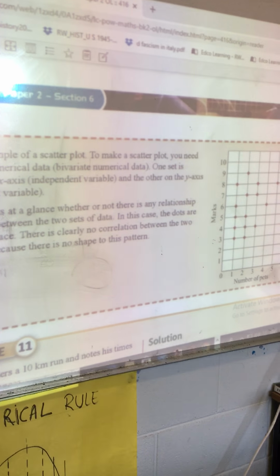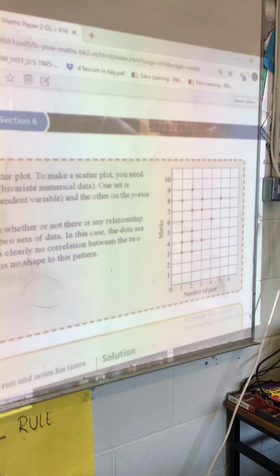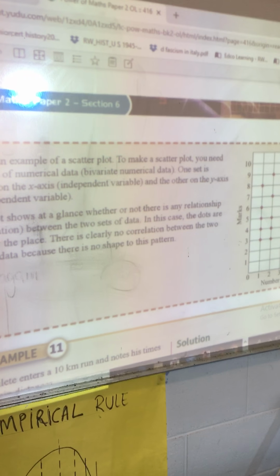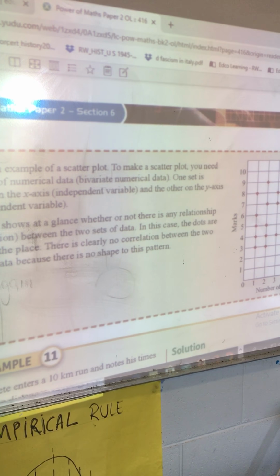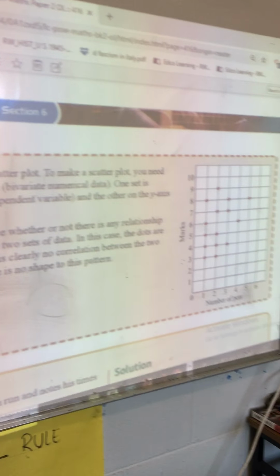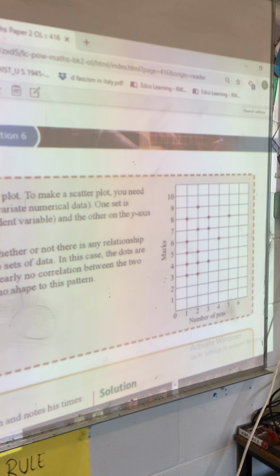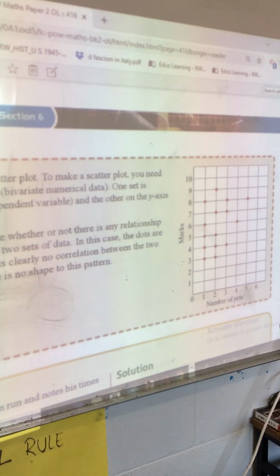So the plot shows at a glance whether or not there's any relationship. That means a correlation between the two sets of data. In this case, the dots are all over the place. In other words, they're all spread out, right? There's no pattern. There's clearly no correlation between the two sets of data because there's no shape to this pattern.